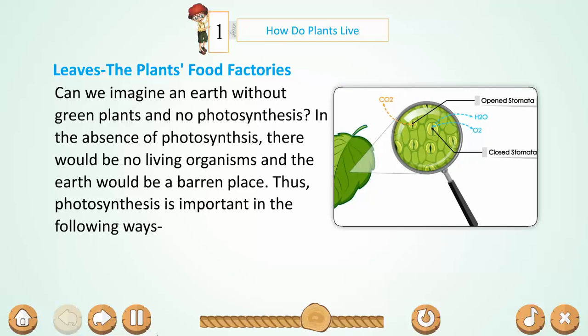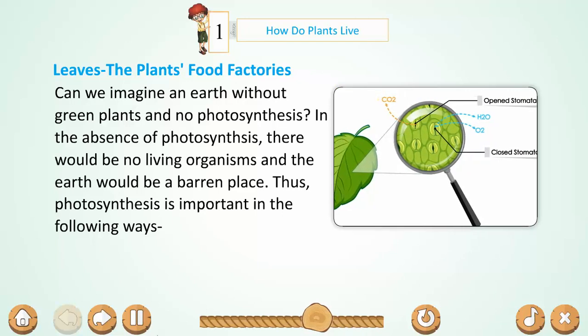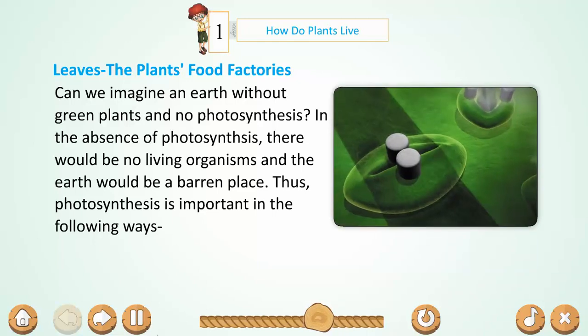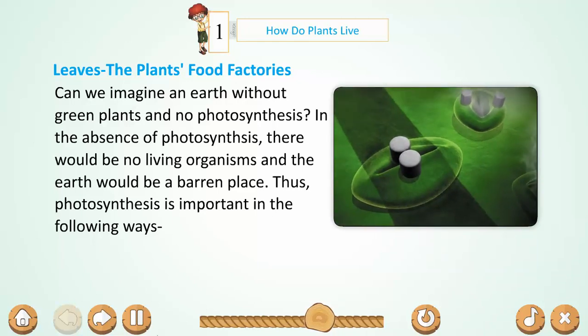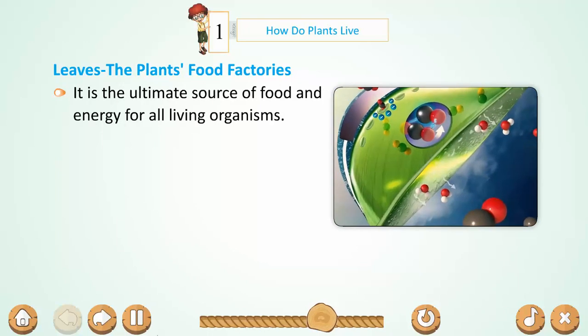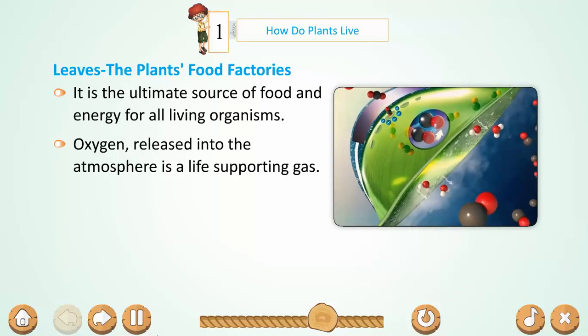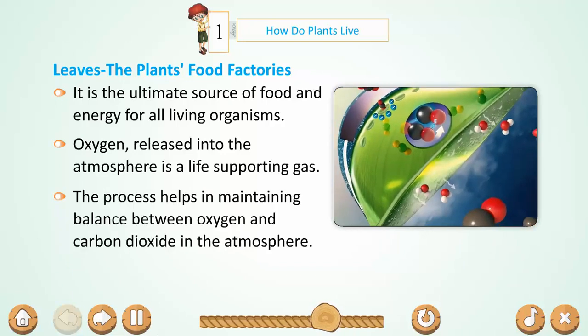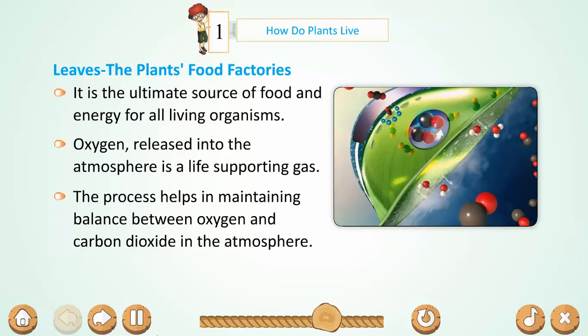In the absence of photosynthesis, there would be no living organisms and earth would be a barren place. Thus, photosynthesis is important in the following ways. It is the ultimate source of food and energy for all living organisms. Oxygen, released in the atmosphere, is a life-supporting gas. The process helps in maintaining balance between oxygen and carbon dioxide in the atmosphere.